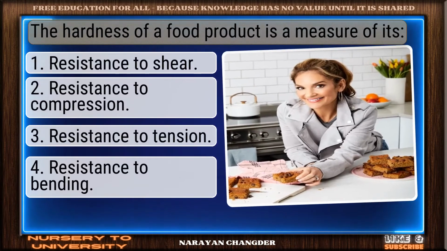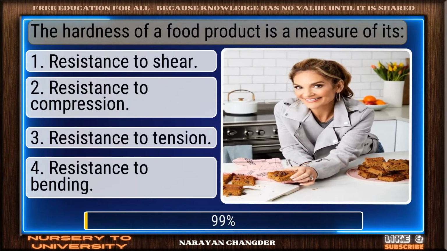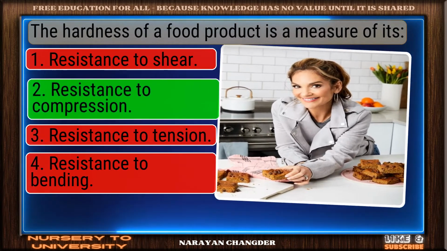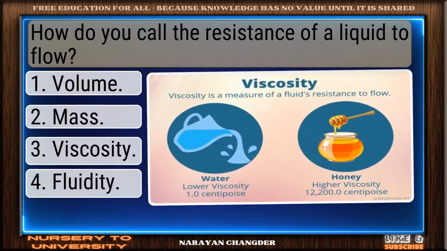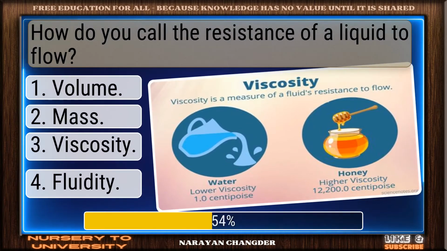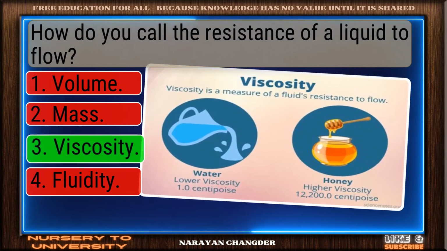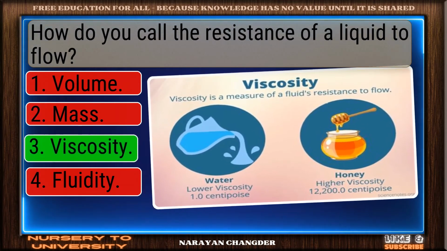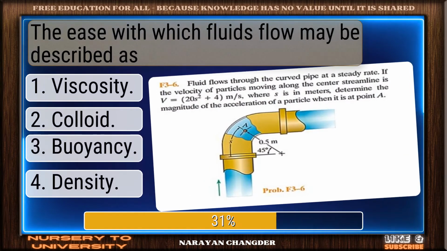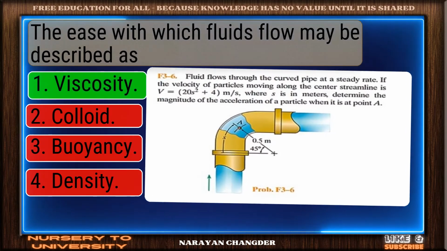The hardness of a food product is a measure of its. Correct response. Resistance to compression is the most accurate answer. How do you call the resistance of a liquid to flow? Exactly. Viscosity makes sense, and it is the right choice. The ease with which fluids flow may be described as. Smart move. Viscosity is an accurate answer.